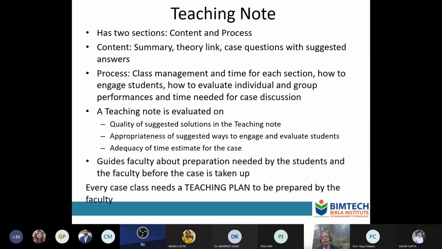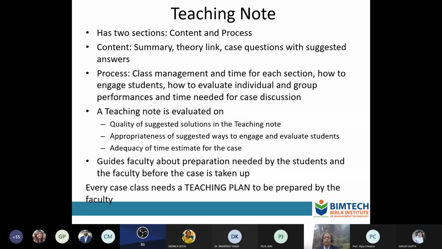The balance portion of the teaching note has how to manage the class, how the case discussion should go from one stage to another, how much time is required, how will you engage students, and how will you evaluate individuals as well as groups. So these kinds of suggestions are given in the teaching note. A faculty need not follow that, but it is a kind of help which she can take and improve upon.